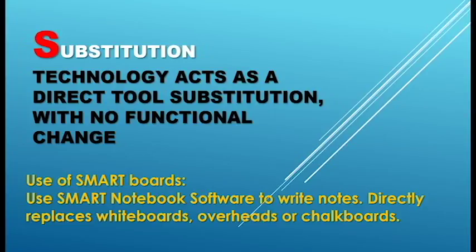The S out of the SAMR model stands for substitution. This is when technology acts as a direct tool substitution with no functional changes. Our representation for this using the smartboard model is when teachers first got their smartboards, there were many teachers that used the smart notebook software for their direct instruction, and that was the only use of their smartboard, was to directly instruct their students. This was a perfect replacement of a whiteboard, overhead, and chalkboards. Really, the only functional piece to that would be they didn't leave with overhead marker all over their hands or chalk all over their pants.